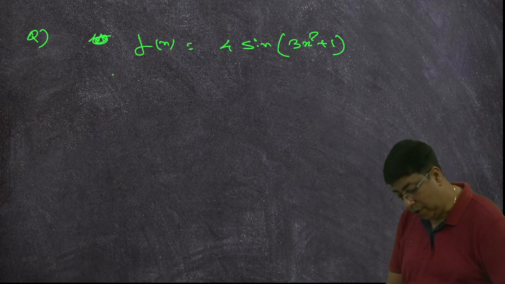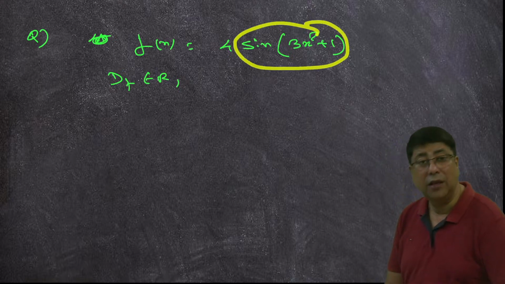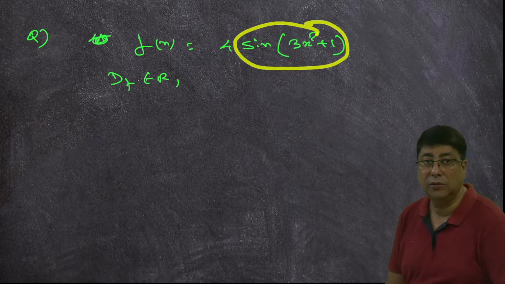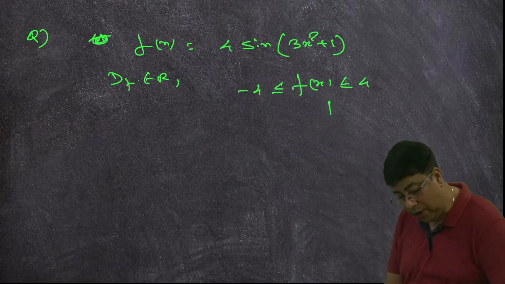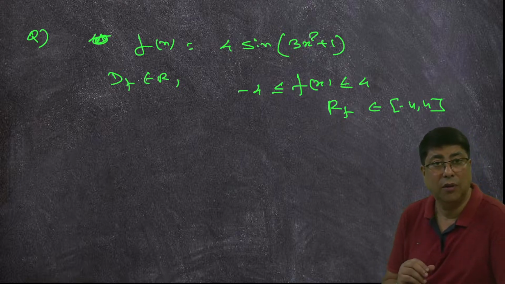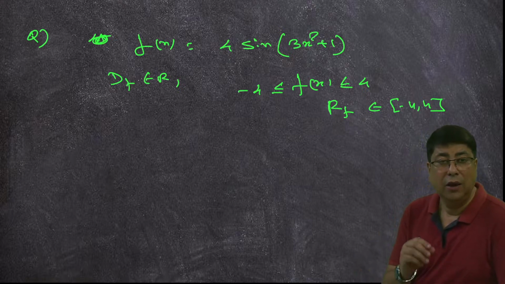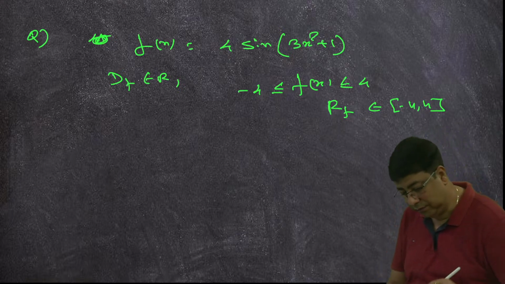So domain is all real numbers, but for range, this is sine theta, and we know that sine theta lies between -1 and +1. Since sine theta lies between -1 and +1, we write here f(x), meaning y, lying between -4 and +4. So the range of the function belongs to [-4, 4]. One easy question. But everybody, for range, there is no definite method. For range, you have to study different cases which you have done. Today, I'll show you just one or two cases which we have discussed in the class. Just see this.